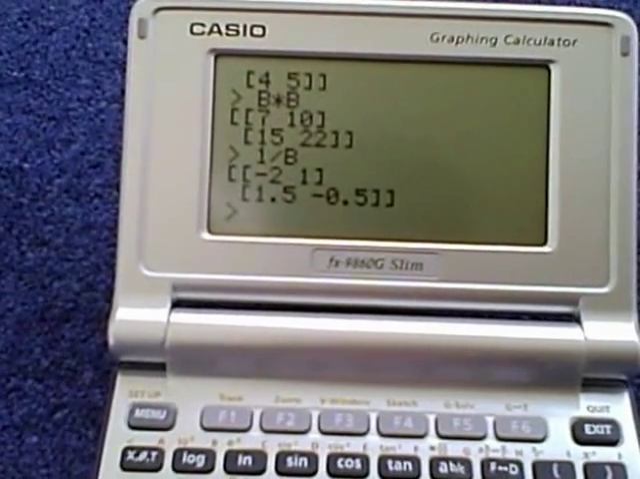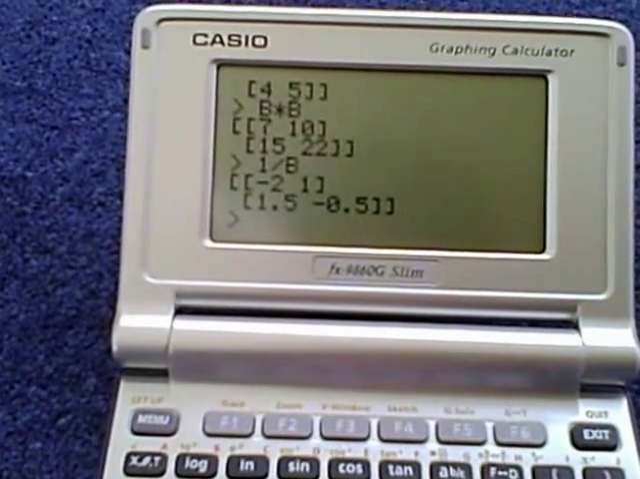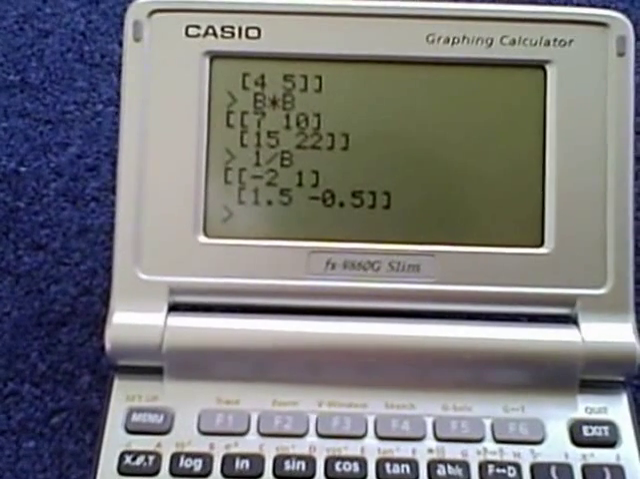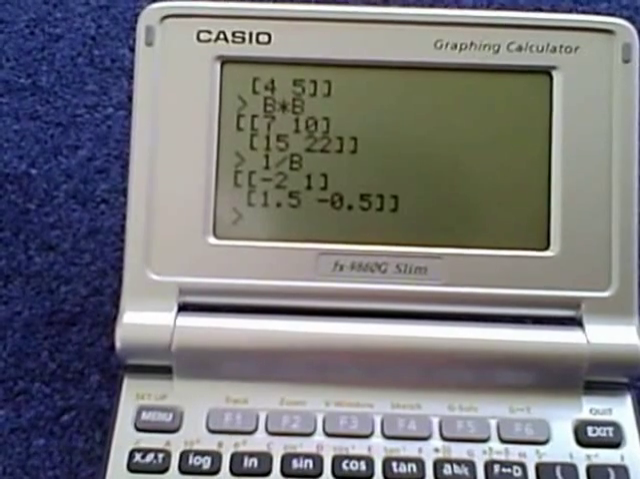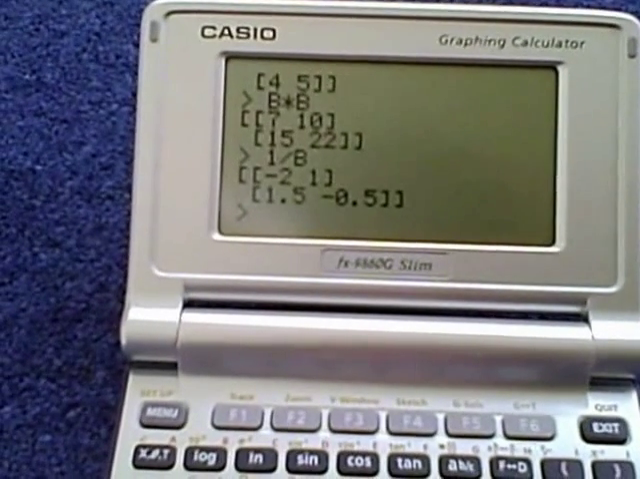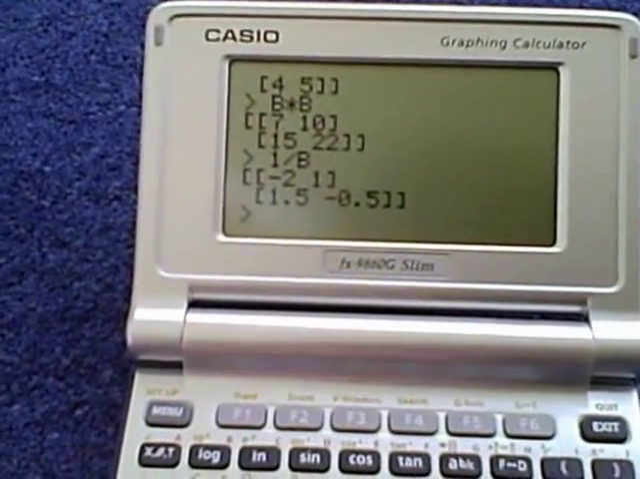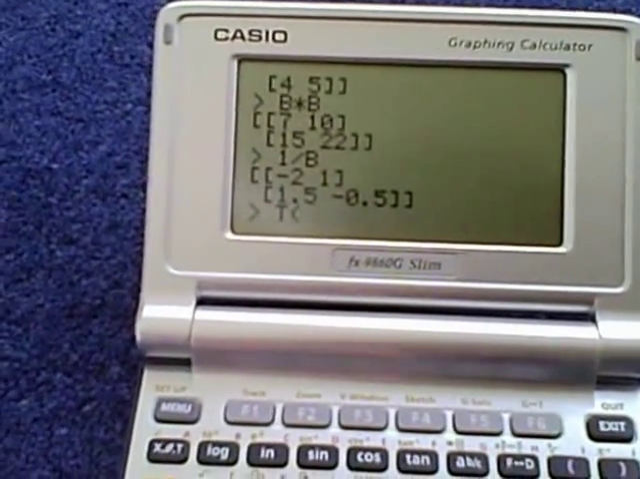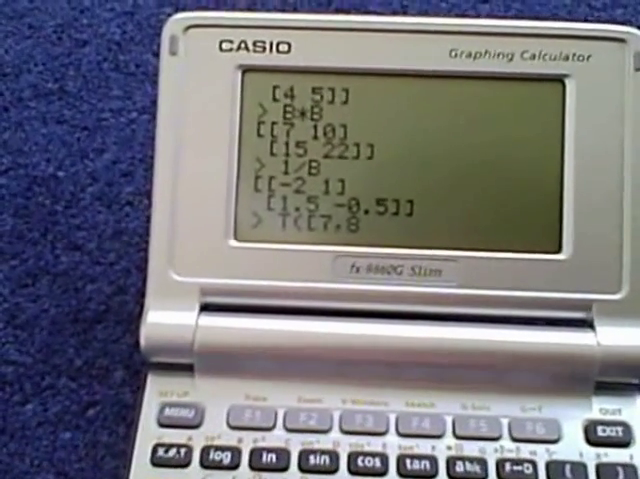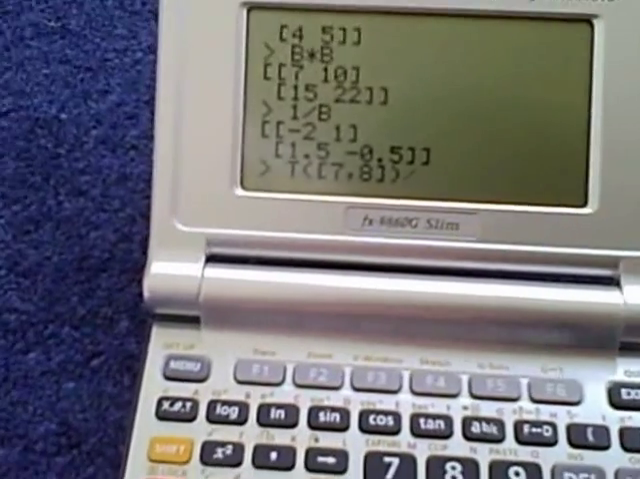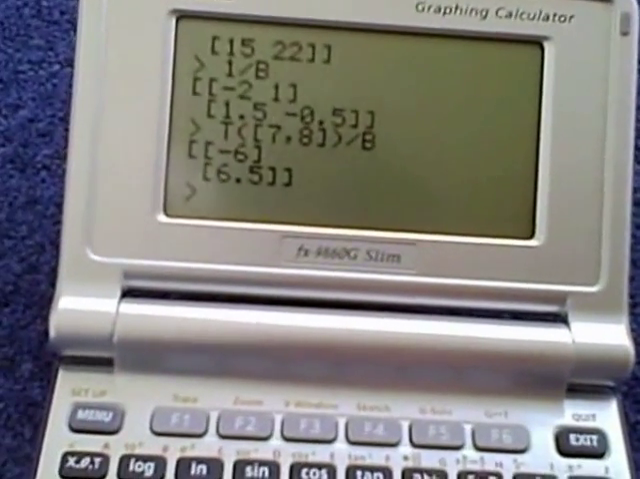Let's solve a simultaneous equation. For example, if this matrix times 2 unknowns was equal to 7 over 8, we could simply divide the column vector 7, 8 by B. Let's do that now. The simplest way to enter a column vector is simply transpose a row vector. So we go T for transpose, 7, 8 divided by B, and we see the answers 6 and 6.5.